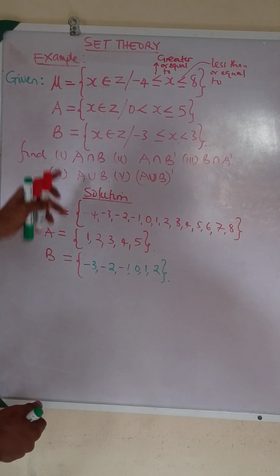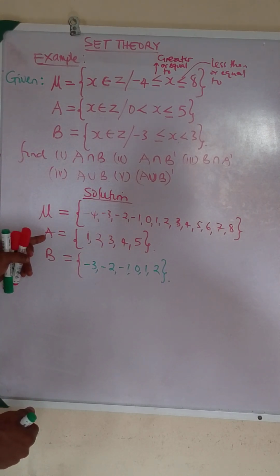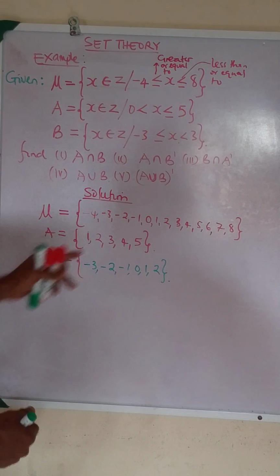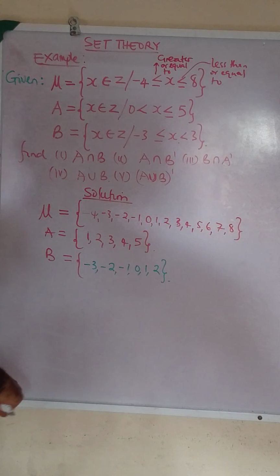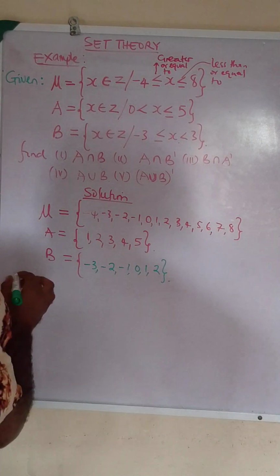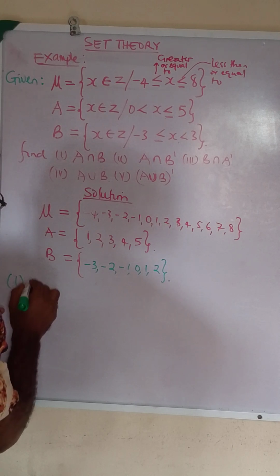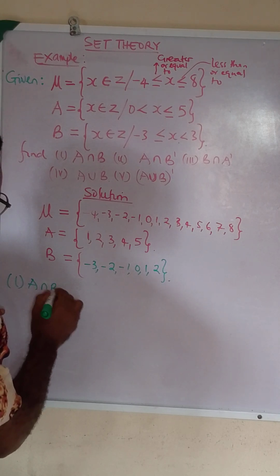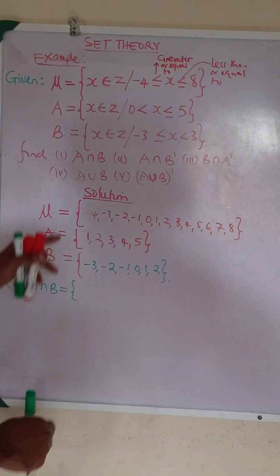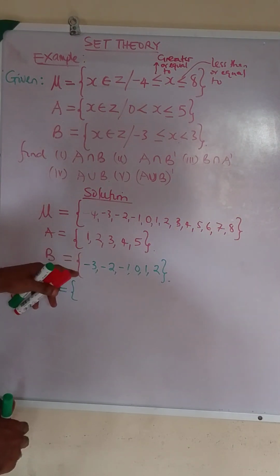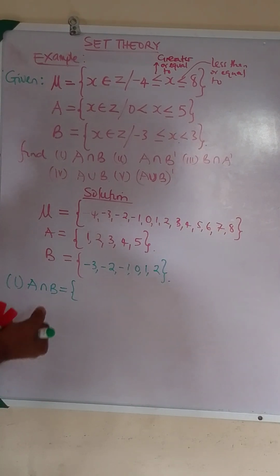And so since we've gotten the members or elements of set A and that of B, we can go ahead to find the solution to this question. So the first one, I, is A intersection B. What this implies is the elements you have in A that also appear in set B.